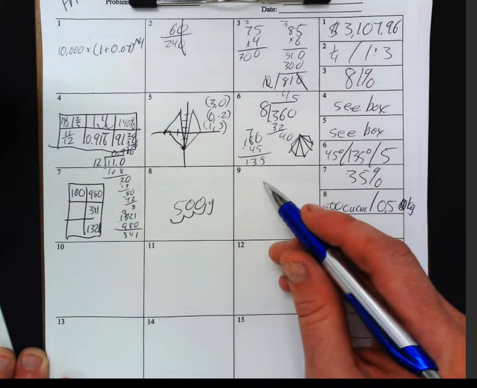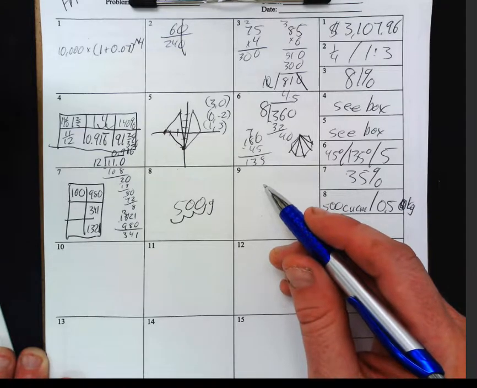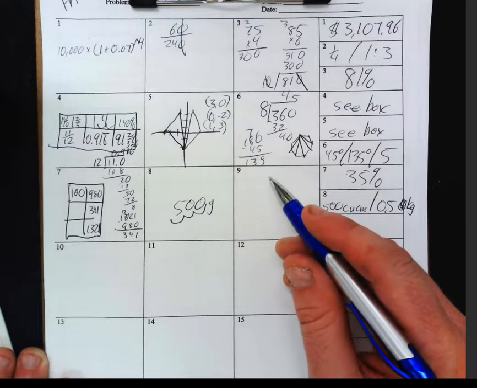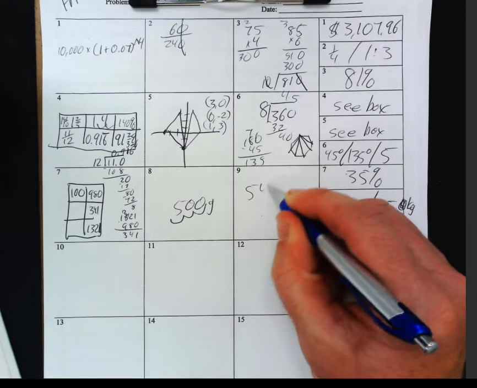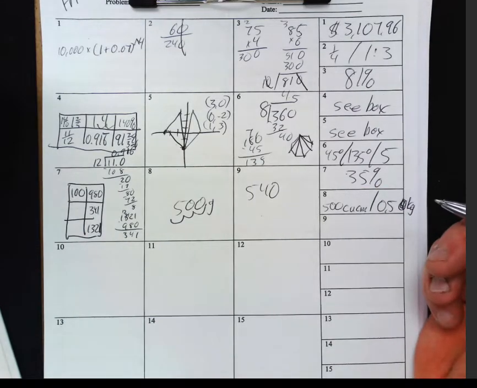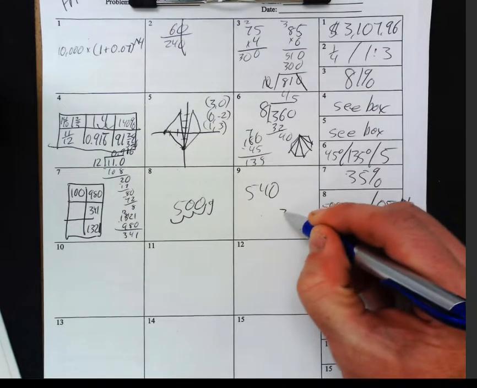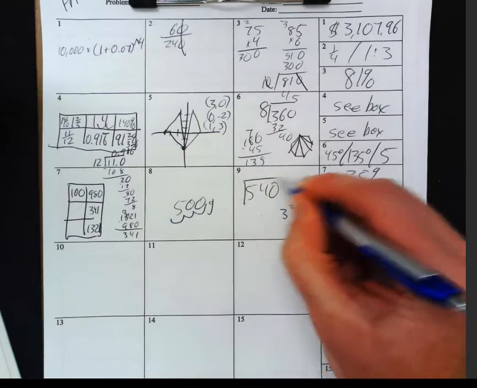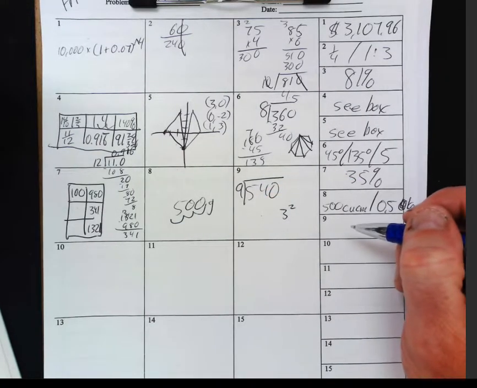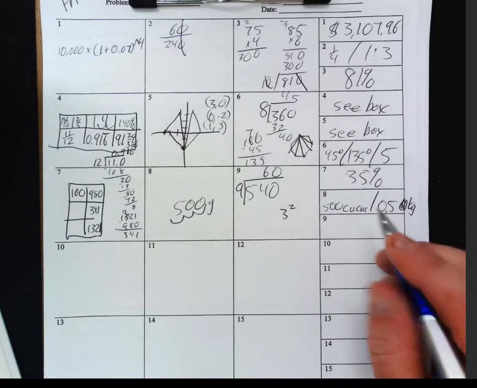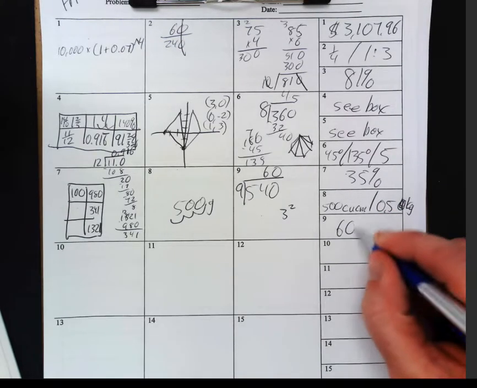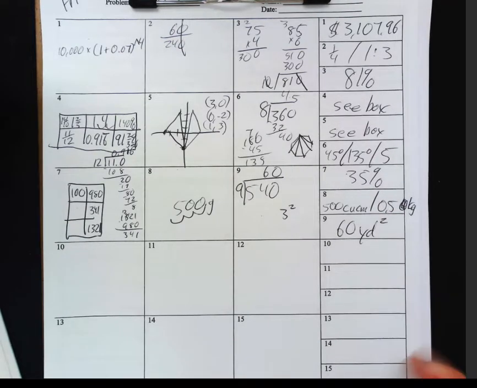Number 9, use unit multipliers to convert feet to yards. Guys, I know there's 540 feet. I know there's 3 feet in a yard, but it's squared. So 3 squared is 9. So I'm going to divide that thing by 9. That gives me 60 yards squared.